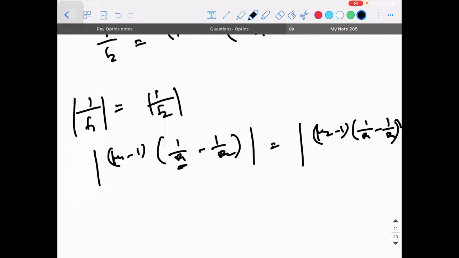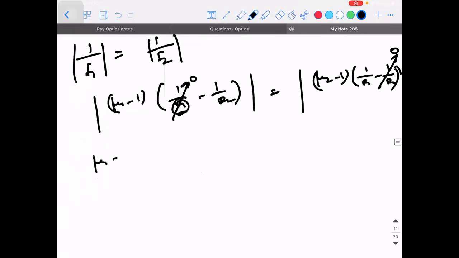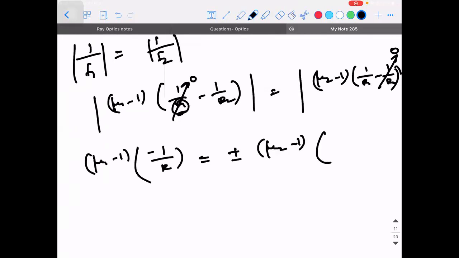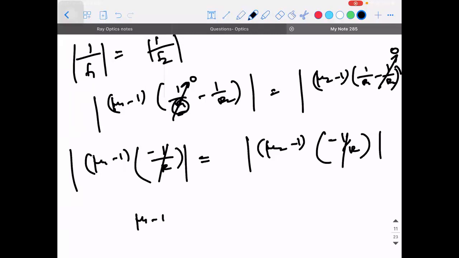What is R1? For a plano convex lens, this is infinity, so this part will disappear. Here we will take this as 0. So mu1 minus 1 into minus 1 by r is equal to plus or minus mu2 minus 1 into minus 1 by r. So let's take the positive values of it. Since I'm taking the modulus of it, 1 by r is gone. So mu1 minus 1. Sir, actually the 1/2 should be outside, sir.